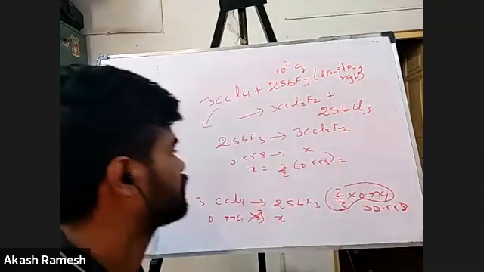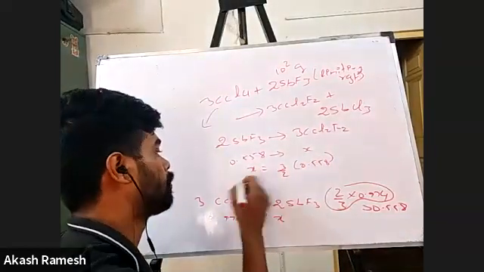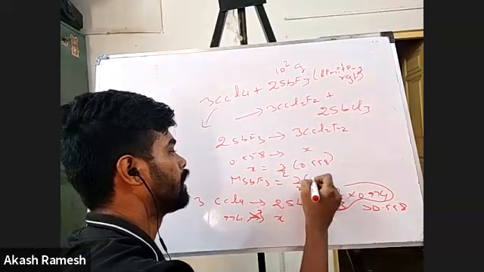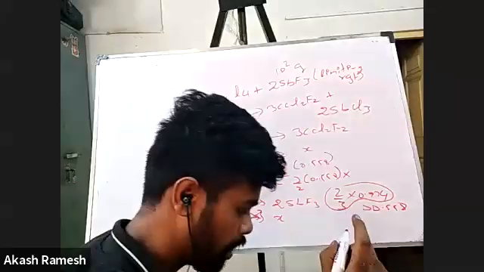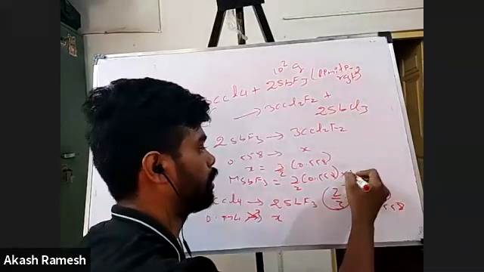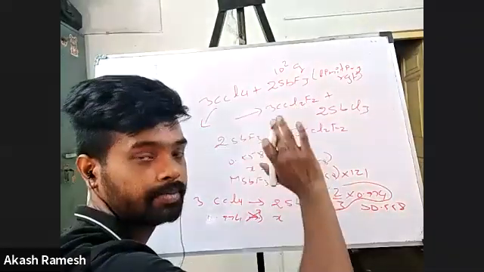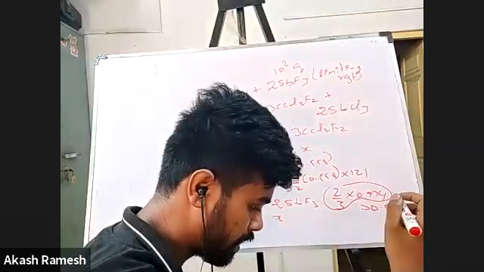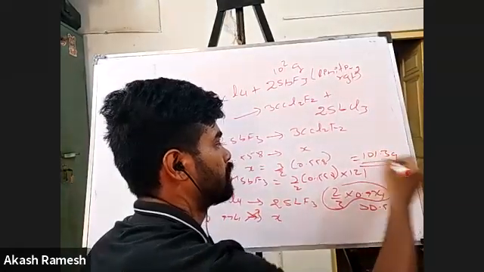This is the number of moles, right? And they're asking you for the mass. So the mass will be 3/2 into 0.558 into the molecular mass of CCl2F2, which is 121. 121 is the molecular mass of CCl2F2, and you will find this value to be 101.3 grams. This is the answer.